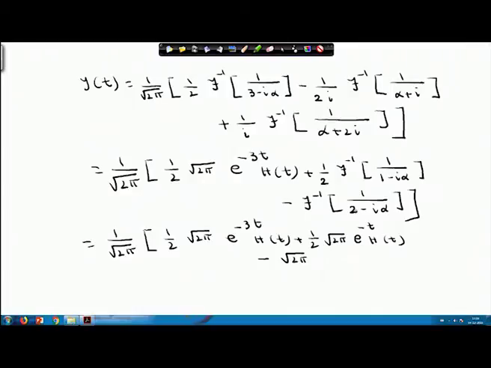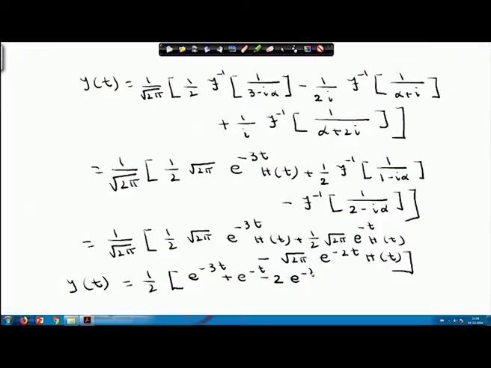Here a is 2. So, e power minus 2t into h(t). So, using one example, I am finding out the Fourier inverse of these functions. Now if I take the root 2 pi outside, that will be going out, and after simplification you can write down half into e power minus 3t plus e power minus t minus 2 into e power minus 2t into h of t.